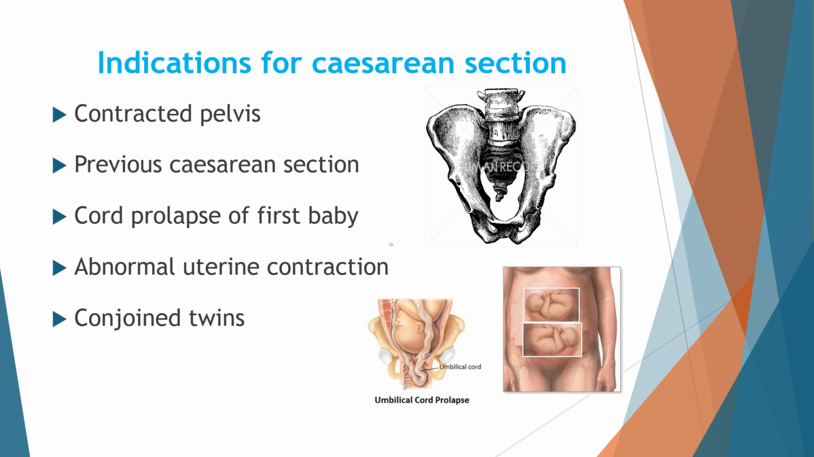When there is cord prolapse of the first baby, the umbilical cord can get compressed, cutting off oxygen supply, and this requires immediate caesarean delivery. Abnormal uterine contractions can interfere with effective labor and fetal well-being, making surgical delivery safer. In the case of conjoined twins, vaginal delivery is usually not possible due to their physical attachment. So caesarean section is the safest mode of delivery.